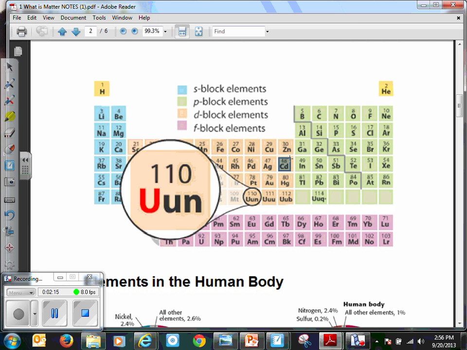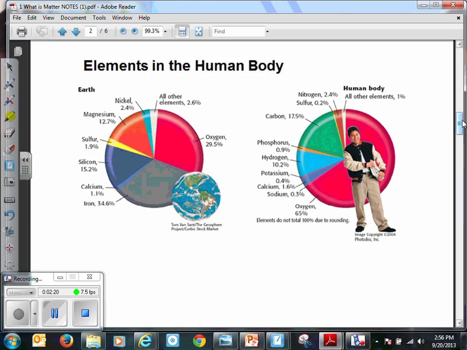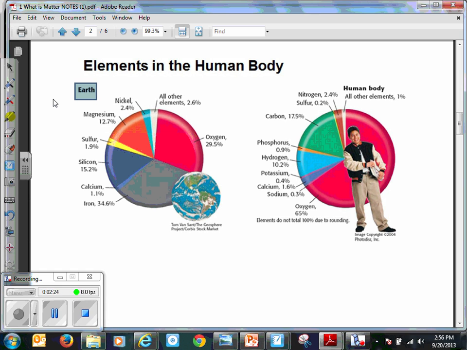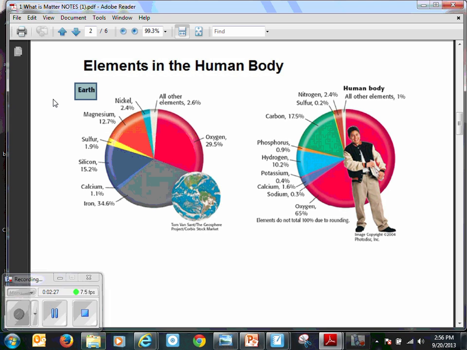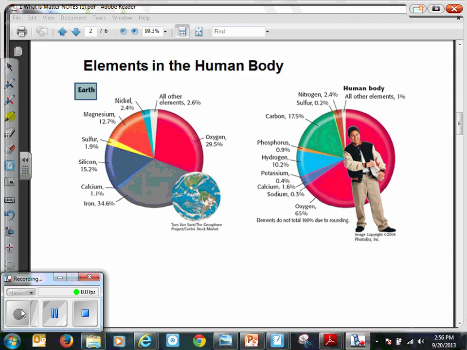Now, if you look at this, these are the kinds of elements that we have in the Earth's crust, for one, and also in the human body. So let's take a little look at this. What you can see is, oxygen in the human body is 65%, where oxygen on the Earth, and this would be like the crust, is 29.5%. Most of that is in sand, silicon dioxide, I believe.